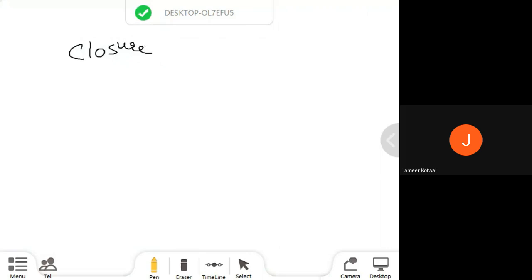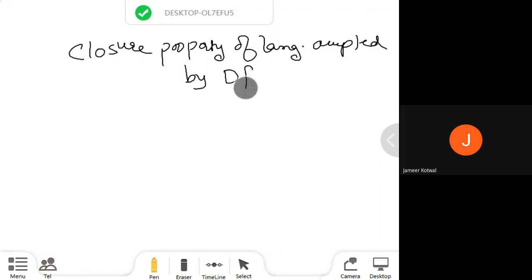A closure property of a language accepted by a DFA. So there are some properties where you have to check the closure property. It may be the union, intersection, difference, complementation. So you can check with the DFA how these two languages can be defined. We will see with the help of examples also.